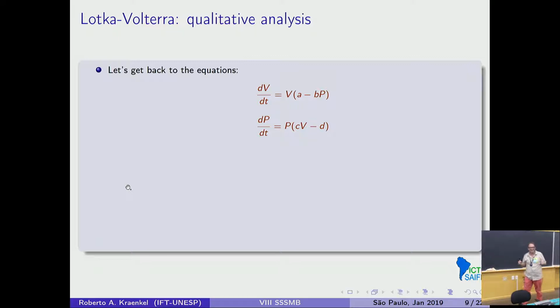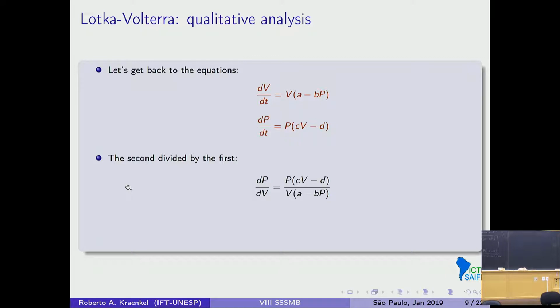In this case, I can do something which is very, very weird. I can divide one equation by the other. Just do the second divided by the first. So I take this one here, which would be dP/dt, and I divide by dV/dt, and then I cancel the dt. Okay, you will be saying, this guy is completely weird.